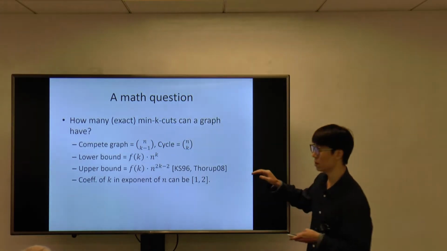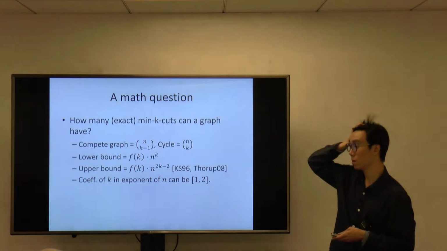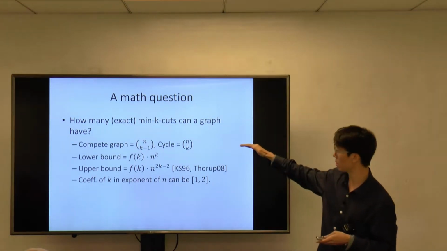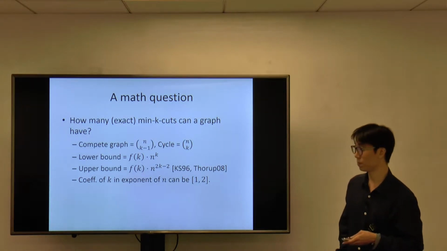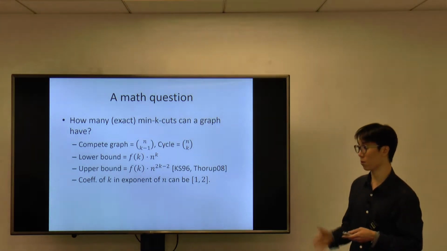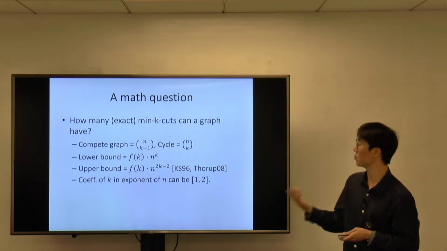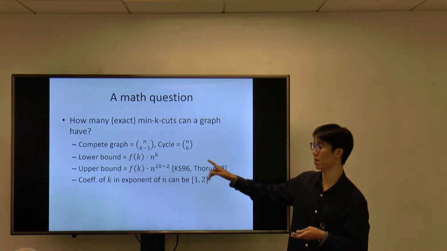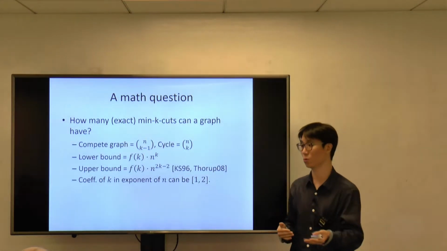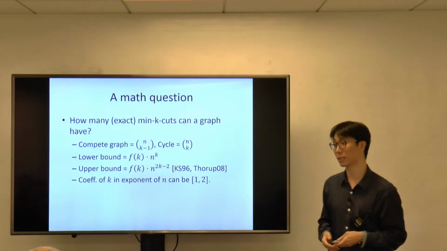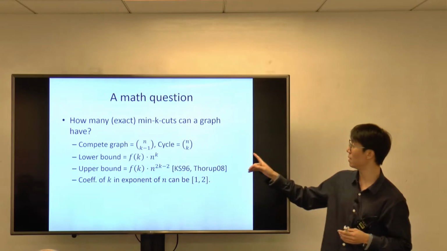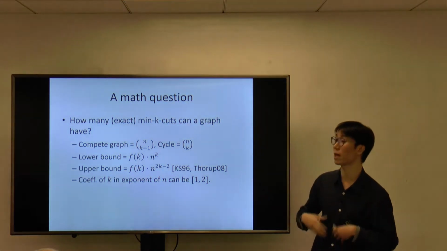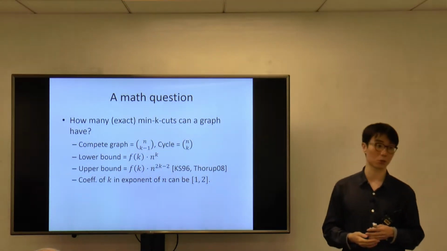For the complete graph it's n to the k roughly, and for an arbitrary graph, it's at most n to the 2k. We don't know whether the coefficient of k is closer to 1 or closer to 2 in the worst case graph. Is there a graph where the number of minimum k-cuts is more than n to the k? That is the question we are trying to ask.